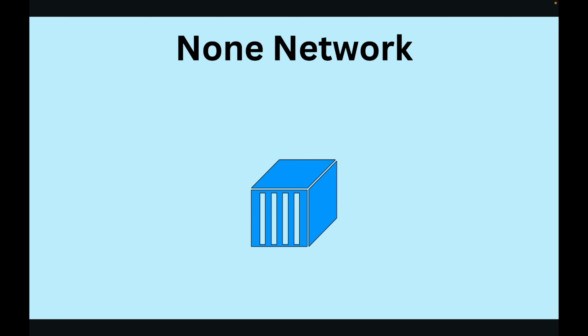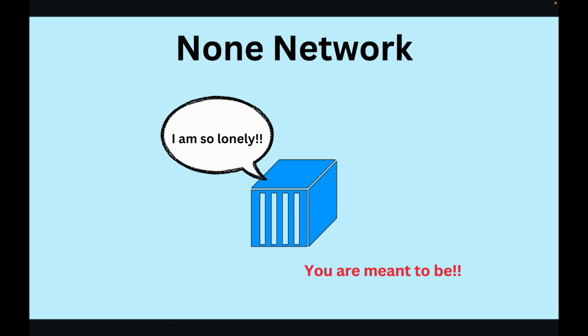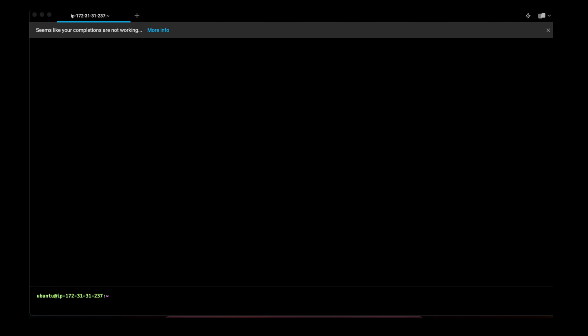And the last, the none network. As the name suggests, when you specifically define that your container should not be connected to any network, then this driver will be used. This can be useful for running containers that do not require any network access, such as containers that perform background tasks or run batch jobs. This is the network which is loved by the security guys because it is not connected to anything outside the container. Let's try the none network.